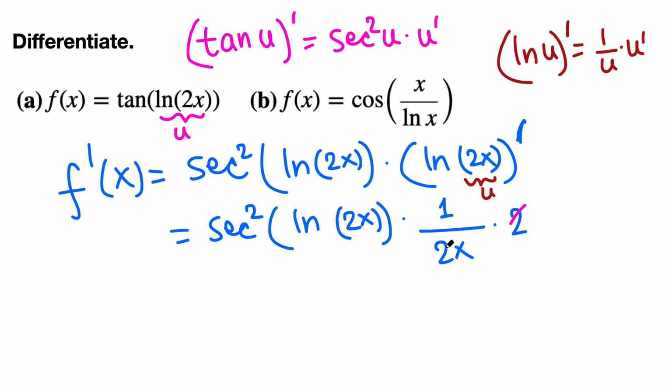Look at this 2 on the top, on the bottom. We can cancel. And this x on the bottom and this thing is on the top. So secant square ln 2x all over x, or we could have written 1 over x at the front. All over x is fine, but maybe this 1 over x here, and this is it. Okay, now let's do part B.